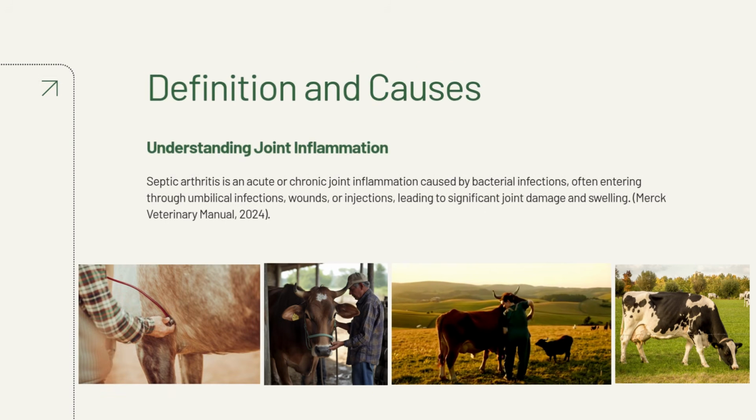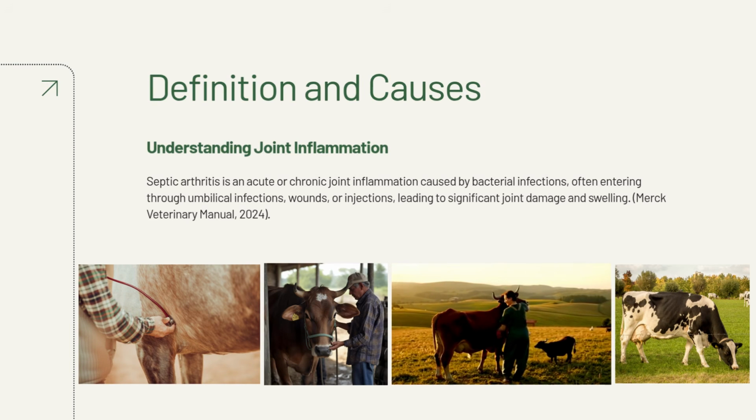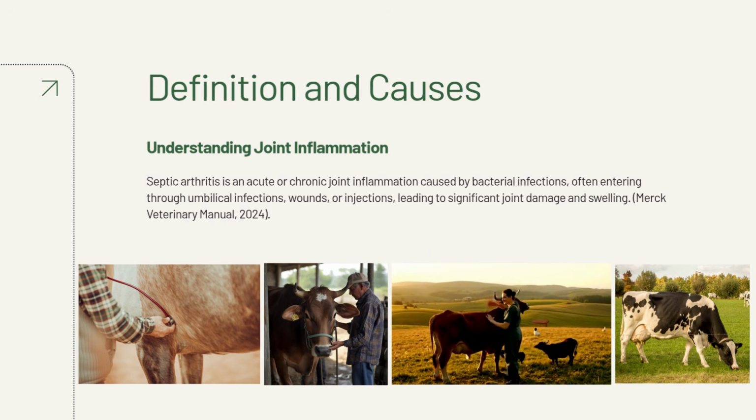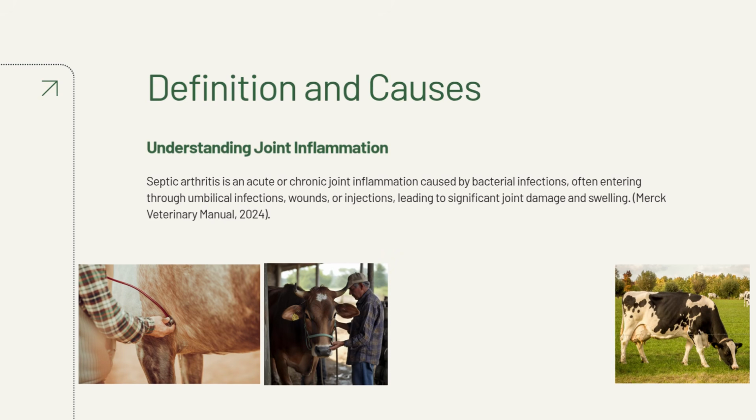Septic arthritis is an acute or sometimes chronic joint infection caused by bacteria entering through the bloodstream, wounds, or improper injections. Once bacteria enter the joint, they trigger inflammation leading to swelling, pain, and breakdown of joint tissue. If the procedure or wound care is not done in an aseptic manner, the infection can quickly spread, causing osteolytic or lytic damage, meaning bone and cartilage are broken down by enzymes and inflammation.